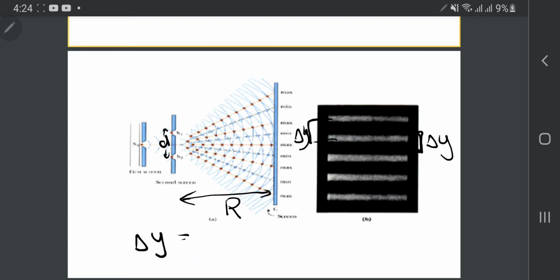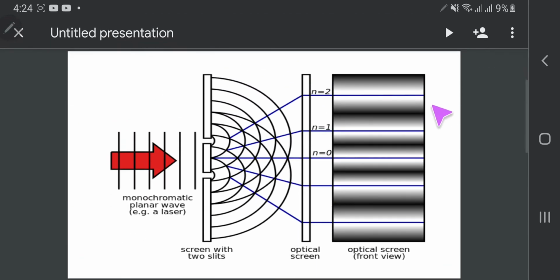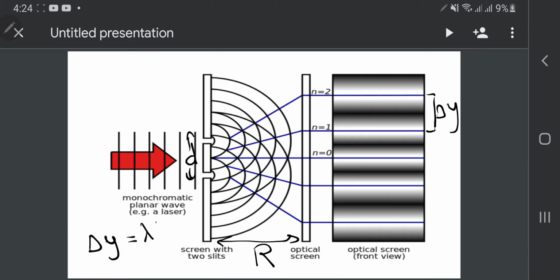Delta y equals lambda R over d. I can measure the distance between a bright fringe and the successive bright fringe, the distance between two successive fringes, bright or dark, by ruler. I can also measure the distance between the two slits, d, by ruler, and the distance between the double slit screen and the observation screen, R. So delta y equals lambda R over d, and since delta y, R and d can be measured, I can determine the wavelength.